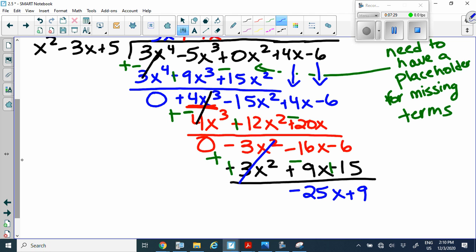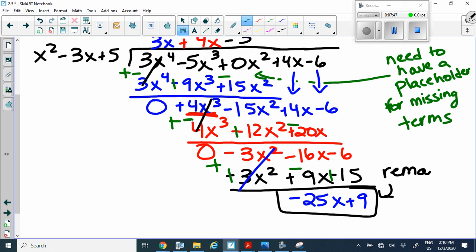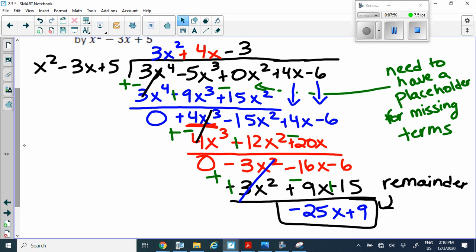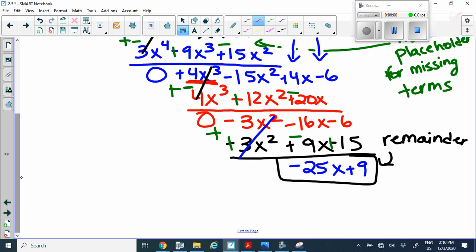Okay, now notice, can x squared go into a negative 25x? Meaning, is there something x squared times x, or x squared times something to give us x? No. So in fact, this negative 25x plus 9, that is going to be called our remainder. Okay, so it is possible to have a remainder. So how we're going to finally write our answer is we're going to take everything that we see above, the 3x squared plus 4x minus 3, and rewrite that down here.